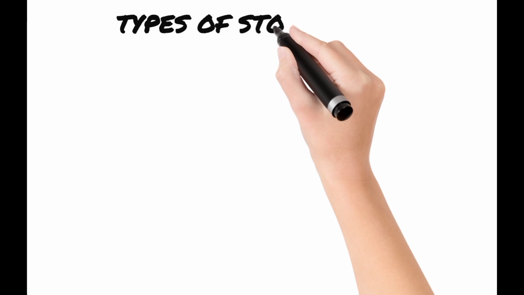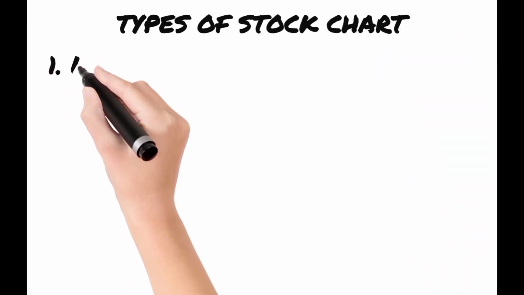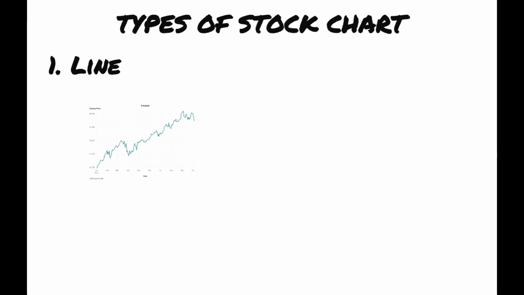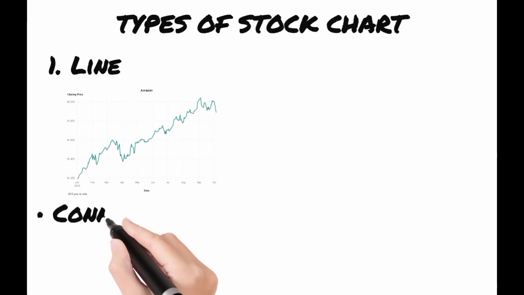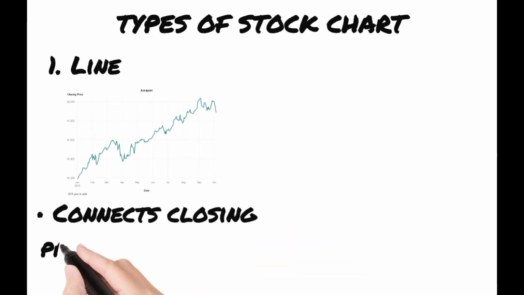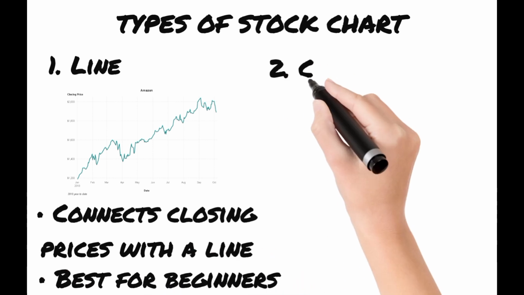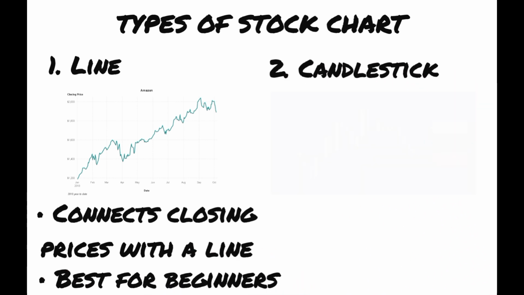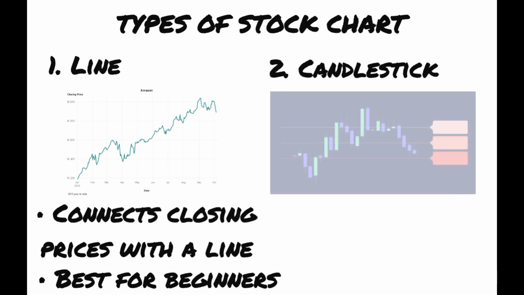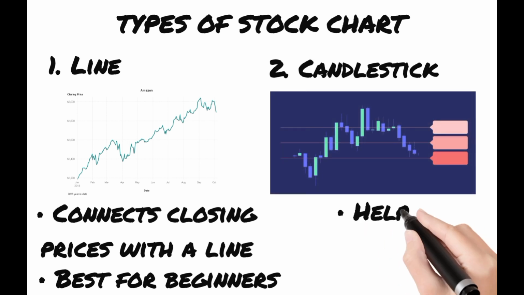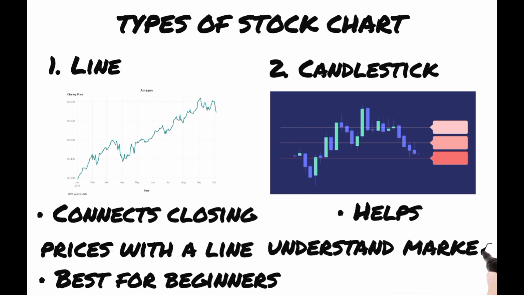Types of stock charts. There are multiple types of charts, but let's focus on the two most important. 1. Line chart. Connects closing prices with a line. Clean and simple. Best for beginners to see overall direction. 2. Candlestick chart, most important. Shows more detailed information. Used by almost all traders. Helps you understand market psychology. From here on, we'll focus on candlestick charts.